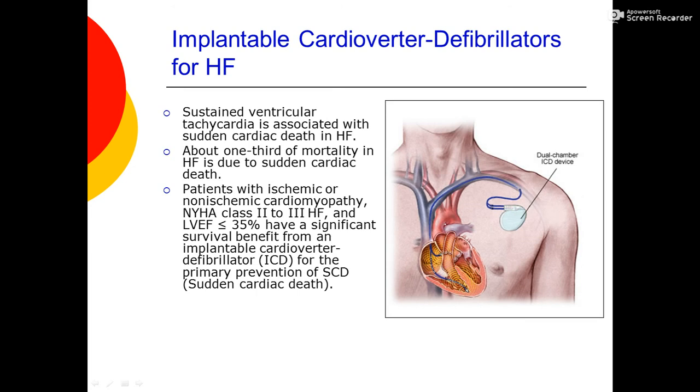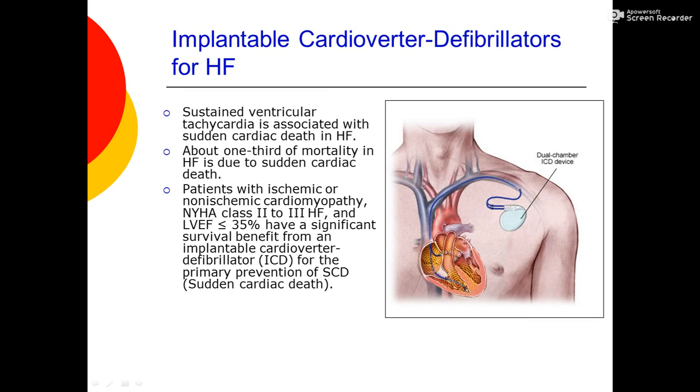Whenever there is sustained ventricular tachycardia, it is associated with sudden cardiac death in heart failure. About one third of the mortality in heart failure is due to sudden cardiac death. Patients with ischemic or non-ischemic cardiomyopathy or NYHA class 2, 3 heart failure and LVEF less than or equal to 35% have significant survival benefit from an implantable cardioverter-defibrillator, ICD, for the primary prevention of sudden cardiac death.